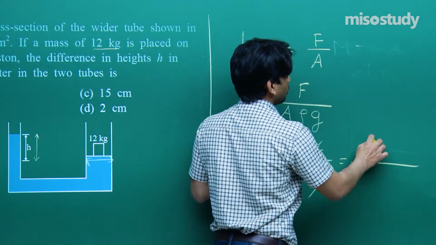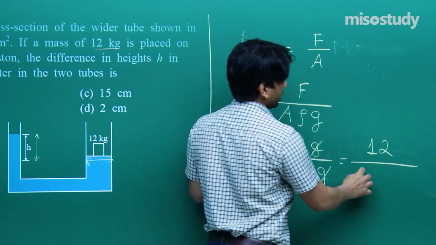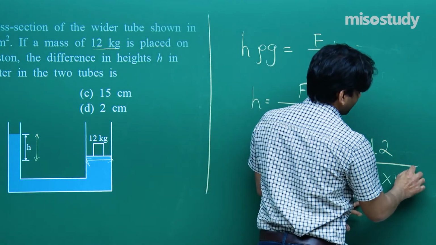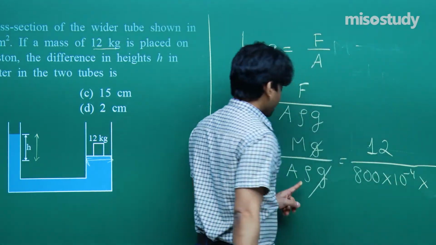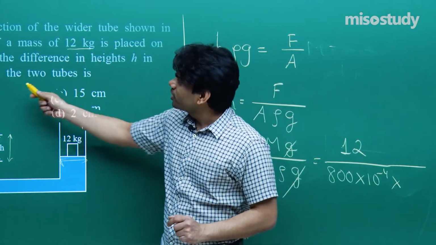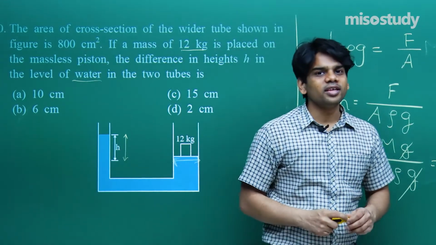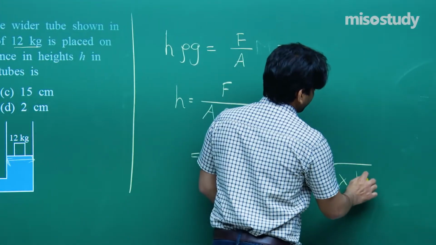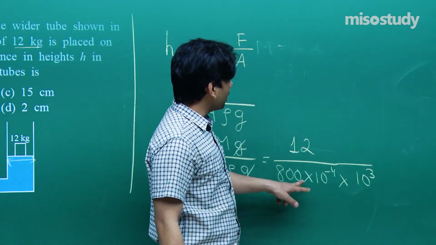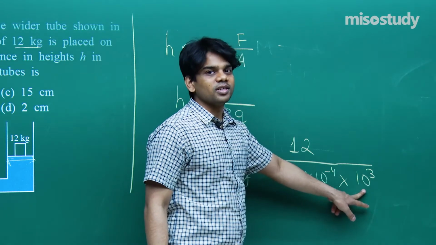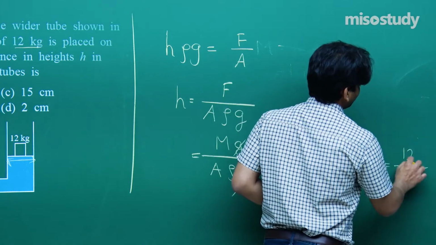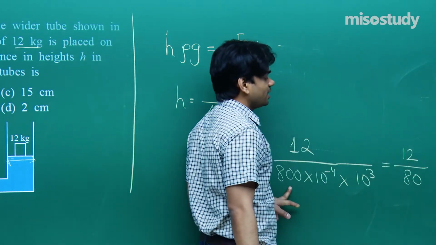Mass you put, that is given as 12 kg. Area, that is given as 800 square centimeter. Convert it into square meter, you will be getting multiplied with 10 to the power minus 4. Then you have rho density. It says that and here you have the level of water. Water density is 10 to the power 3 kg per cubic meter. So 10 to the power 3 you may multiply. So you will be having 12 divided by, here you will be having 10 to the power minus 4, 10 to the power 3, 10 to the power minus 1, and here you will be having 12 by 80. That will be the answer, 12 by 80 in meters.